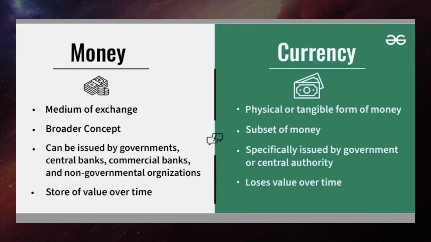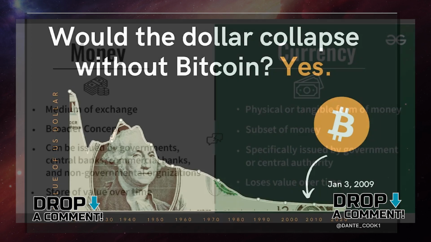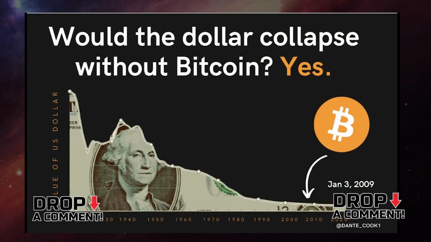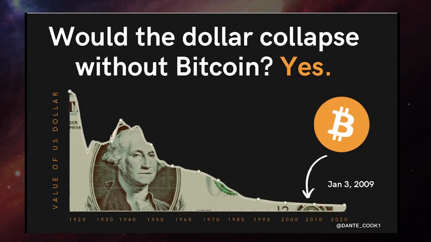Exactly. So one of the challenges with currency is that it loses its purchasing power over time. This provocative slide here from Dante Cook says, would the dollar collapse without Bitcoin? The answer is yes. It's losing its purchasing power over time. It lost something like 90-some% of its purchasing power over the last 100 years or whatever the number is.